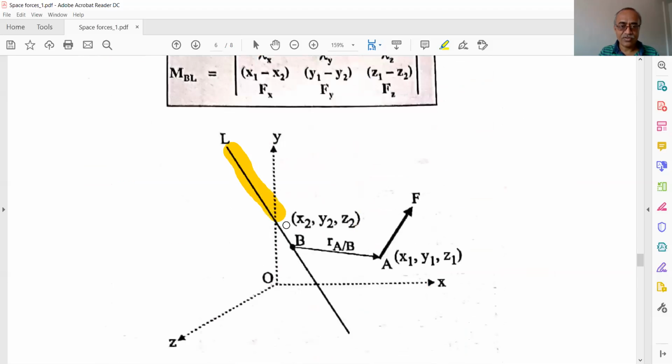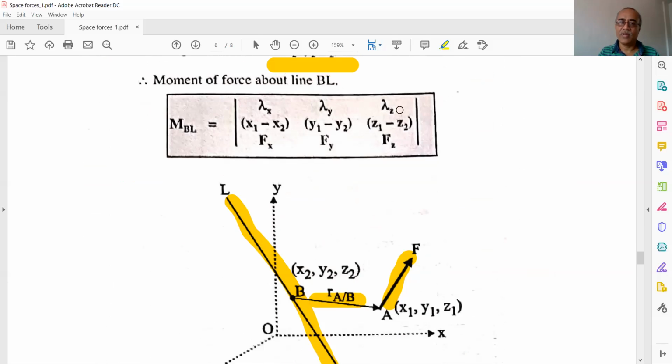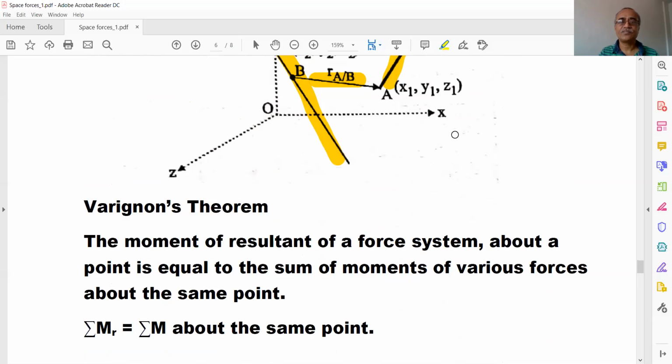Here the line I have shown, this is the force, and this is the R in between them. So what is this expression? The moment of the force about the line BL, where B is the point on the line having the coordinates x2, y2, z2, and M_BL is equal to the determinant with lambda x, lambda y, lambda z, and this is the expression for that. You just write it down.